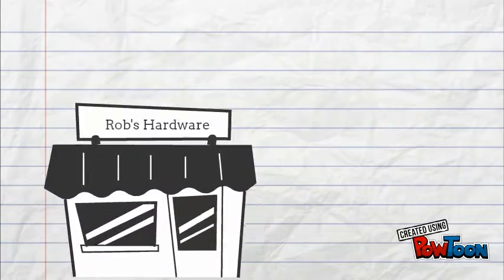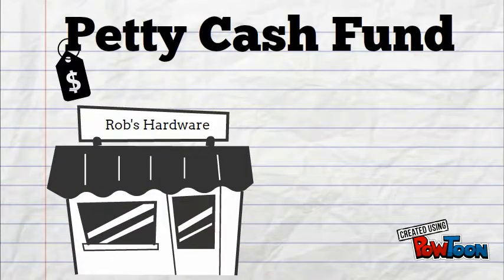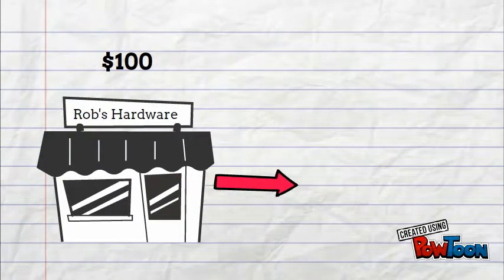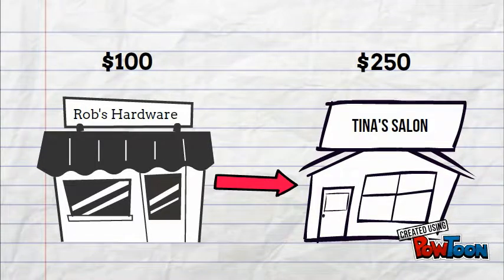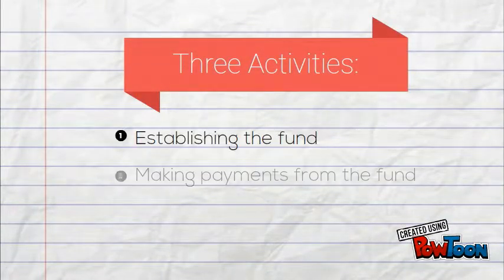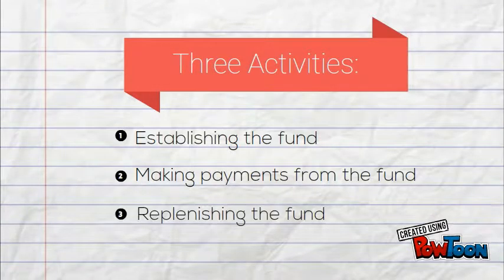Thus, a company will establish a petty cash fund, which is an amount of cash kept on hand to pay for minor expenditures. These funds are different in amount and purpose from company to company, but will always consist of the same three activities: establishing the fund, making payments from the fund, and replenishing the fund.